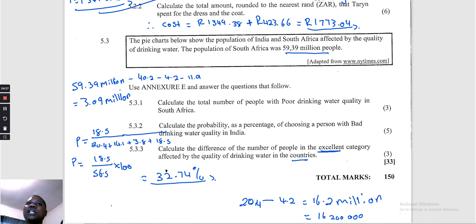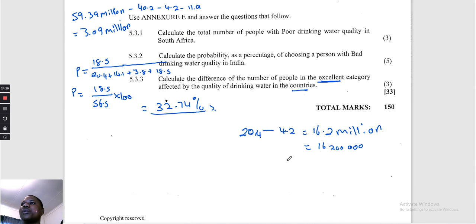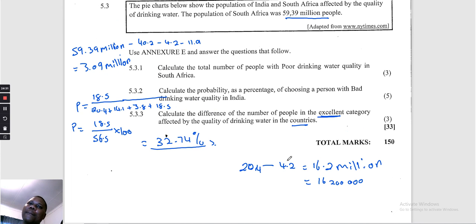Okay, so that is the end of part 5, which is also the end of our Limpopo September 2023 paper 1 examination.